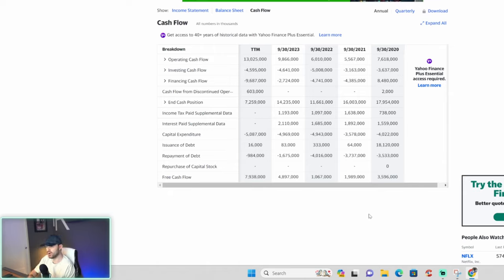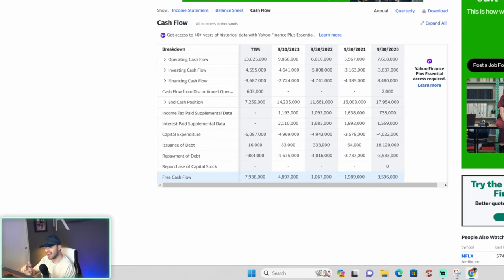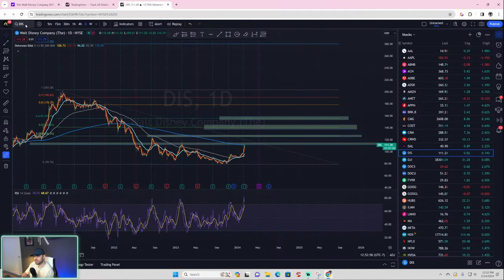What I want to know is how is it doing overall? How is it doing recently? Those are the questions I'm asking myself. Now, the last thing I'm going to do is head over to a chart. This is on tradingview.com. This is Disney here.